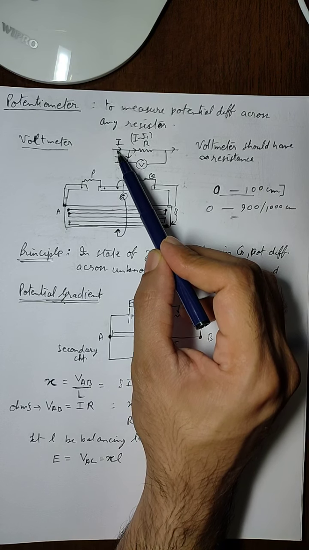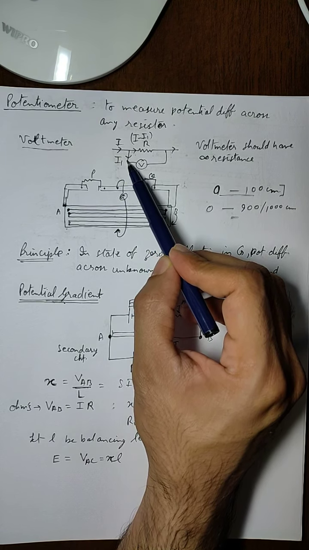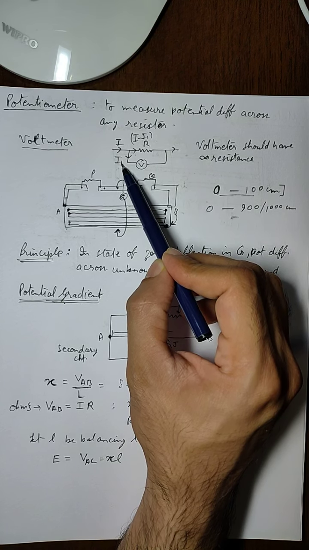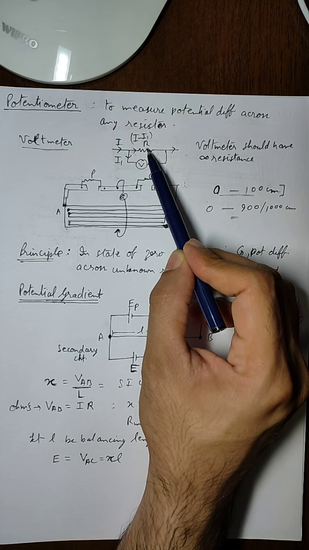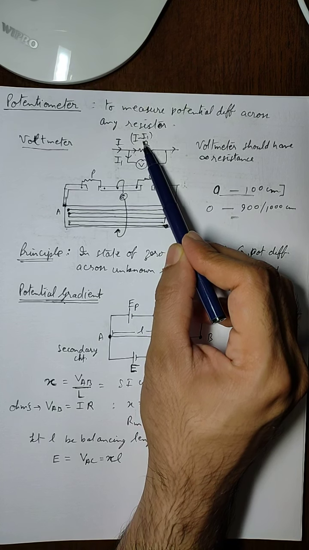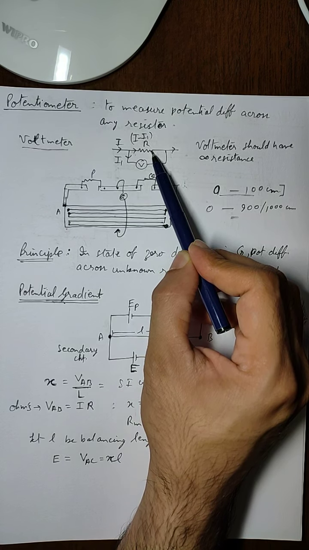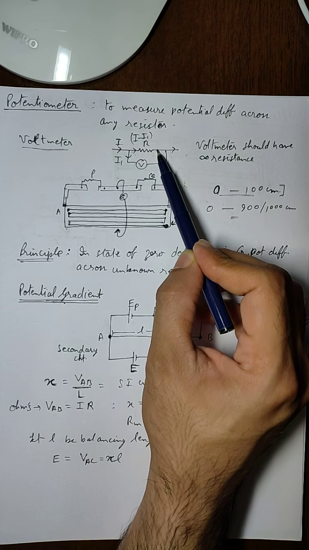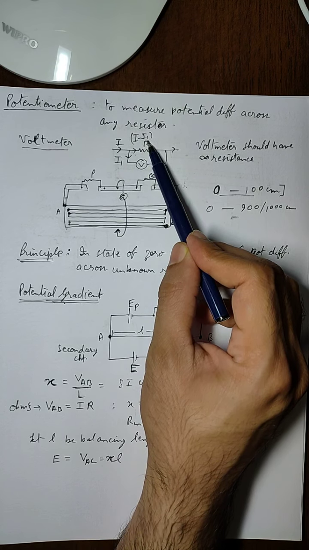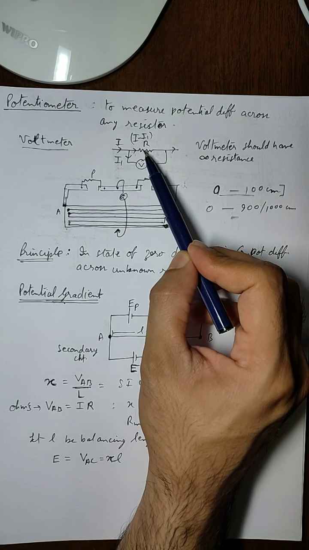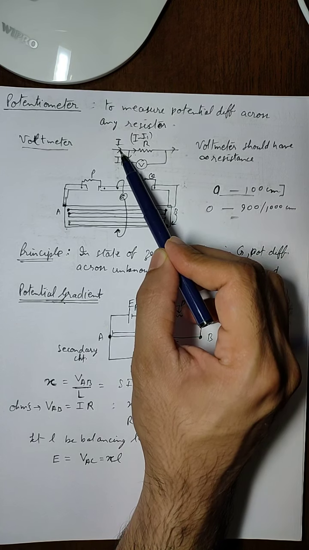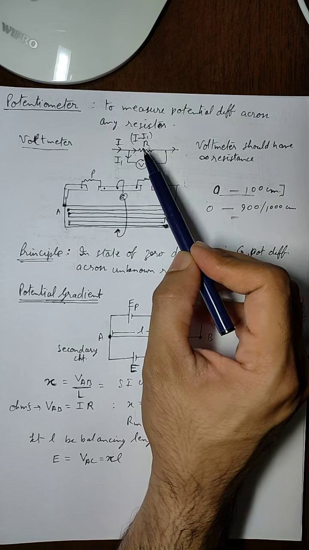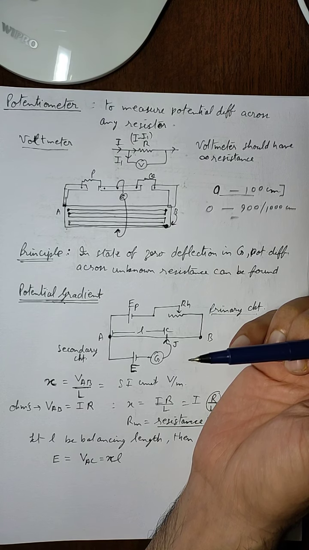So that means some part of this current I will go to the voltmeter for its working. So let us say that if I1 is going to the voltmeter, then in the resistance R only I minus I1 current is passing. So the voltmeter is finding the potential difference according to I minus I1, but we are assuming that it is finding the potential difference according to the current I. So that means the value of the potential difference across R will not be 100% accurate.